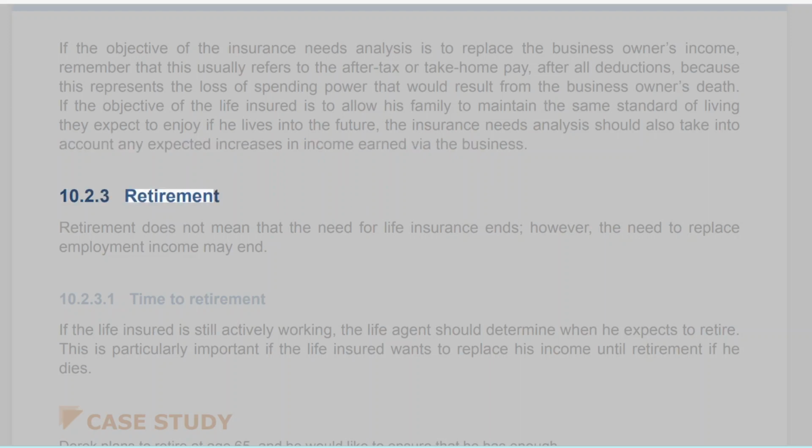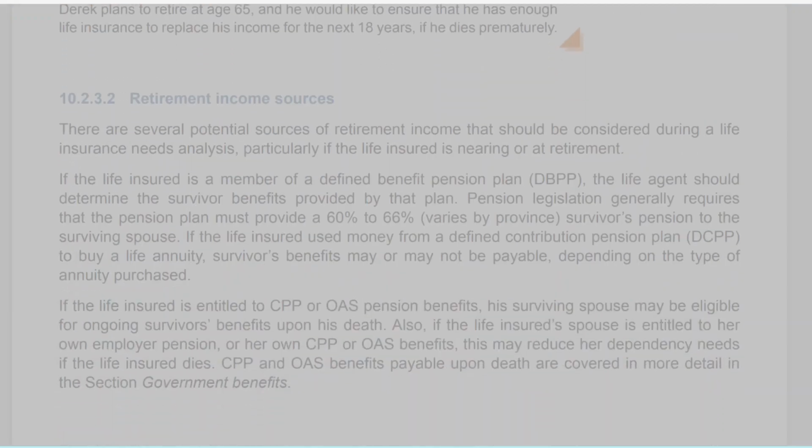10.2.3 Retirement. Retirement does not mean that the need for life insurance ends, however, the need to replace employment income may end. 10.2.3.1 Time to retirement. If the life insured is still actively working, the life agent should determine when he expects to retire. This is particularly important if the life insured wants to replace his income until retirement if he dies. Case study: Derek plans to retire at age 65, and he would like to ensure that he has enough life insurance to replace his income for the next 18 years, if he dies prematurely.